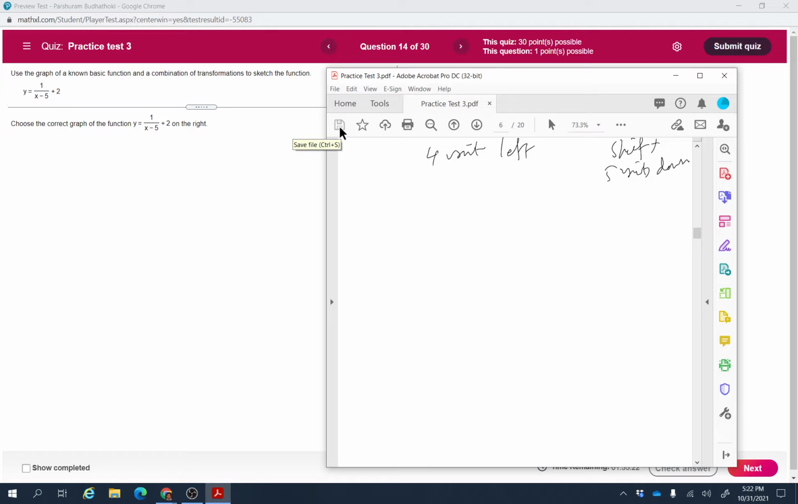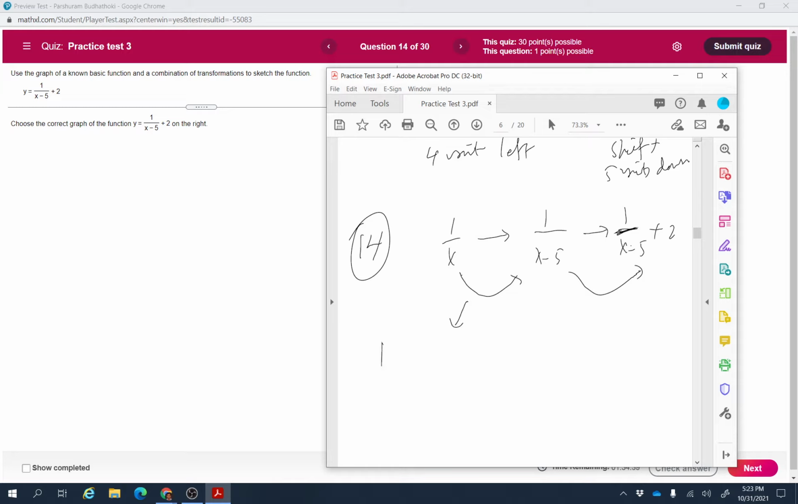So this is problem 14. For problem 14, the basic function is 1 over x. From 1 over x, first of all, we do the horizontal shift to the right, because if you subtract from the x, that means a horizontal shift to the right. And then if you add to this previous term, which is adding to the y coordinate, that means it's a vertical shift. From here to here, the first step is a horizontal shift to the right 5 units, and from here to here it's a vertical shift 2 units up.